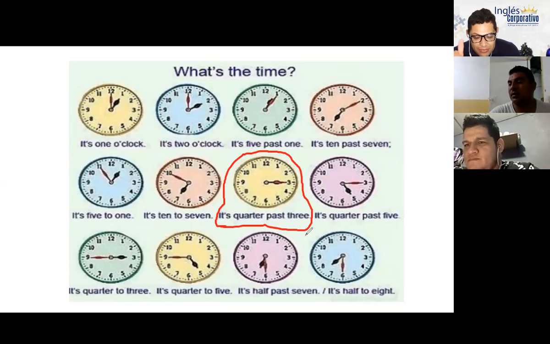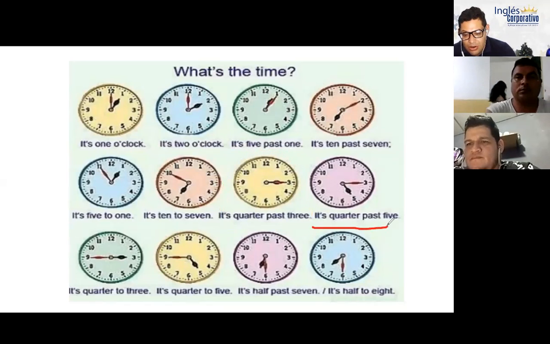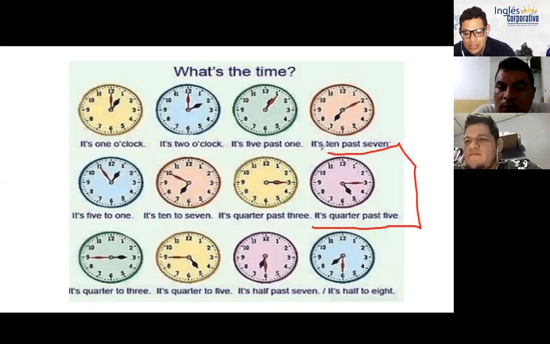3:15 or 3:15. Esas dos, entonces siempre usando el it's. Looking, using the it's right here. Cool. Y si yo les digo, oh, it's 4:05. It's 4:05. Es decir, las 5:15, ¿cómo sería?